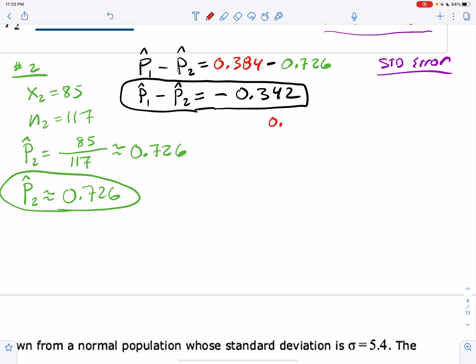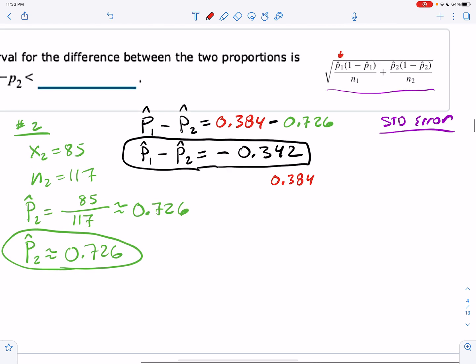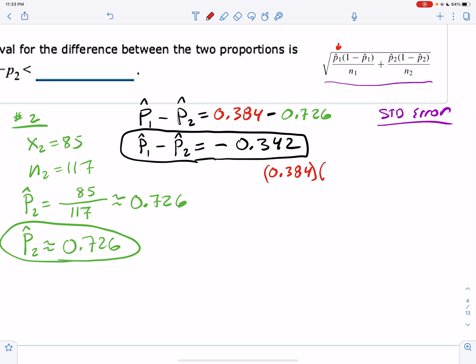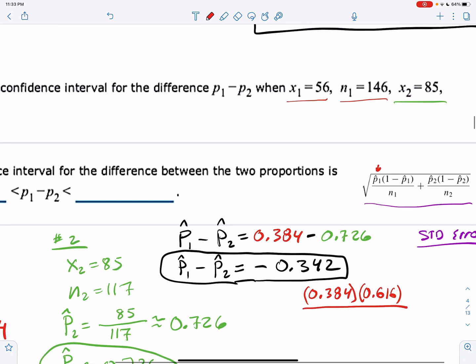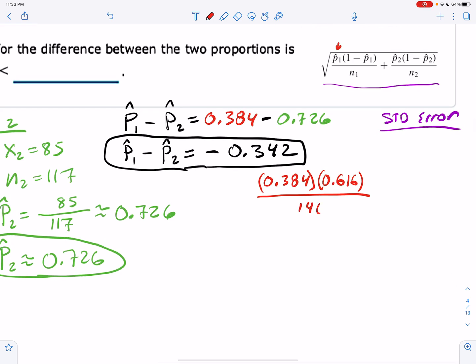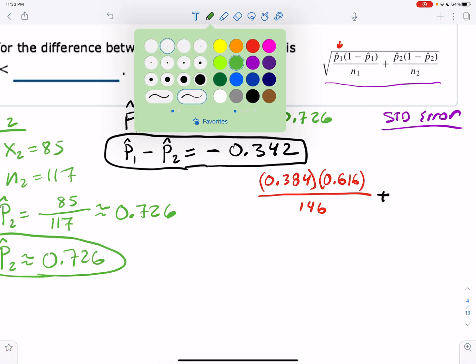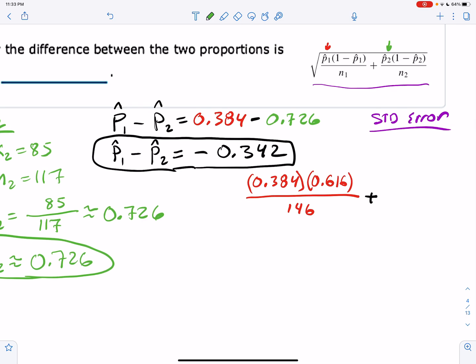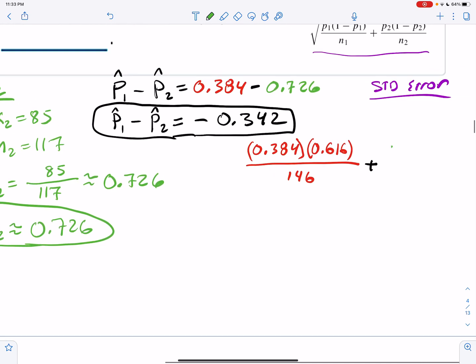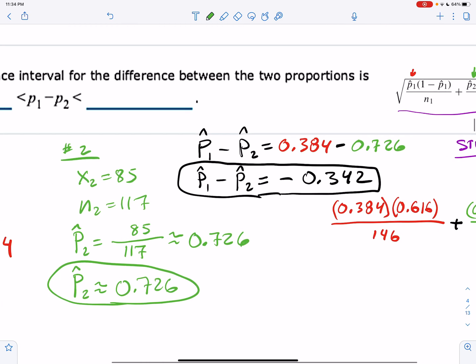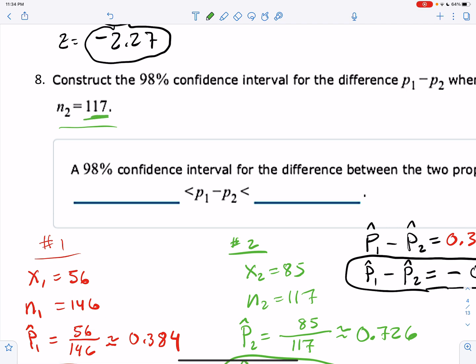So it's going to be 0.384. I'm taking this piece right here from my formula. I need to multiply that by its complement, which is 0.616. I need to divide that by the sample size from my first population, which is right there at 146. Okay, then I must add that to my second population. I'm going to do that in green. I'm now on this part of the equation, p hat sub 2, which is 0.726 times its complement, which I'm really getting pressed for space, 0.274. Yikes. That's divided by the sample size from our second sample, 117.